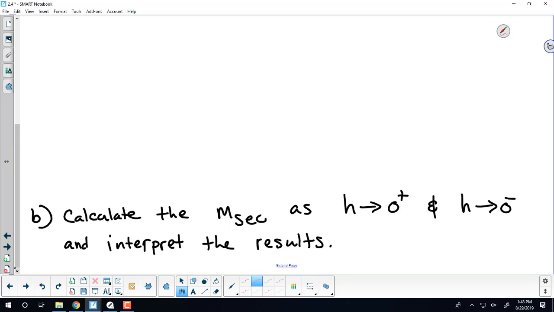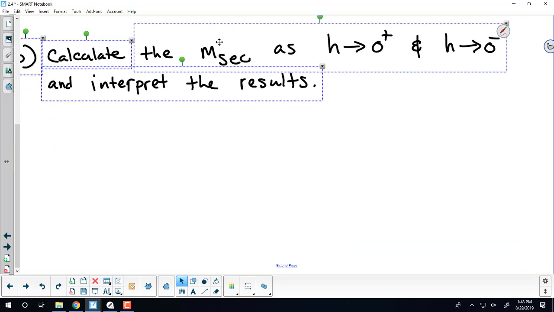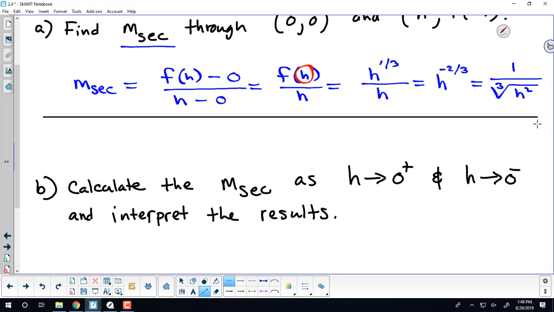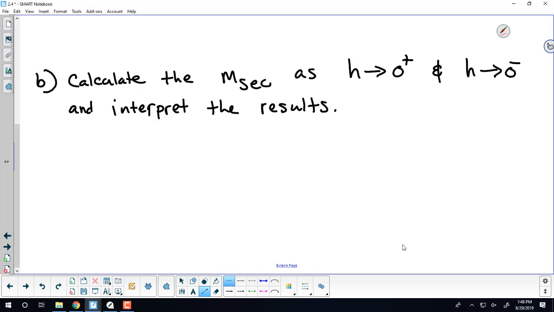So part B has us calculate the slope of the secant line as h approaches 0 from the left and right, and then interpret those results. So maybe taking a step back to what we did in 2.1 can help us interpret the results. It says to take the slope of the secant line and look at it as h approaches 0 from the left and from the right. So that, of course, is in the context of the limit now.